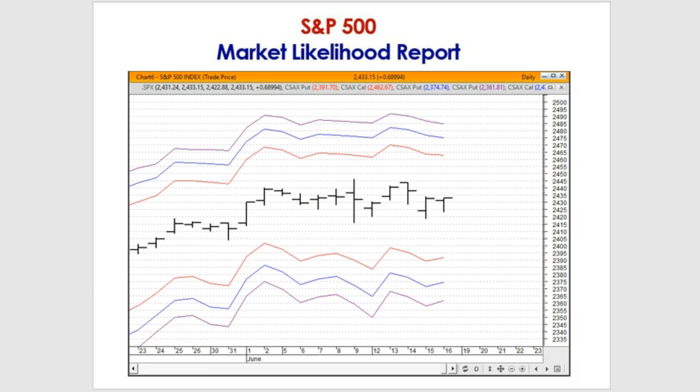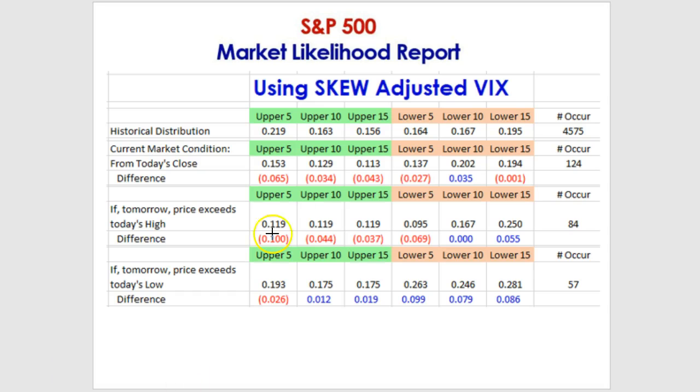When we go to this report and look at the top, out of 4,575 closes, the upper 5-day band was struck 21.9% of the time. The lower 5 was struck 16.4%, and the rest of the time it didn't hit either band. We have the upper 10 at 16.3, the lower 10 at 16.7, and the rest of the time it stayed within the bands. The upper 15-day band is 15.6, the lower 15 is 19.5, and again the rest of the time it resided in between.